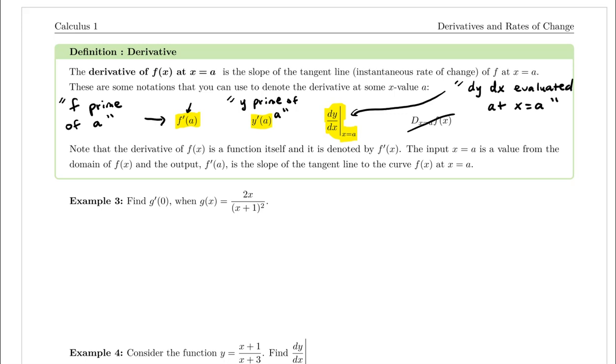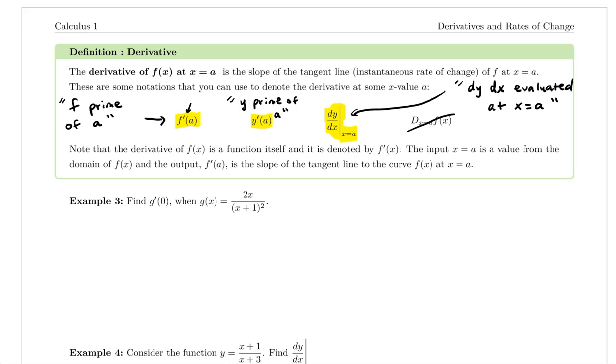Note that the derivative of f of x is a function itself and is denoted by f prime of x. The input x equals a is a value from the domain of f of x, and the output f prime of a is the slope of the tangent line to the curve f of x at x equals a. Example 3 says, find g prime of 0 when g of x is equal to this rational function here, 2x over x plus 1 squared.